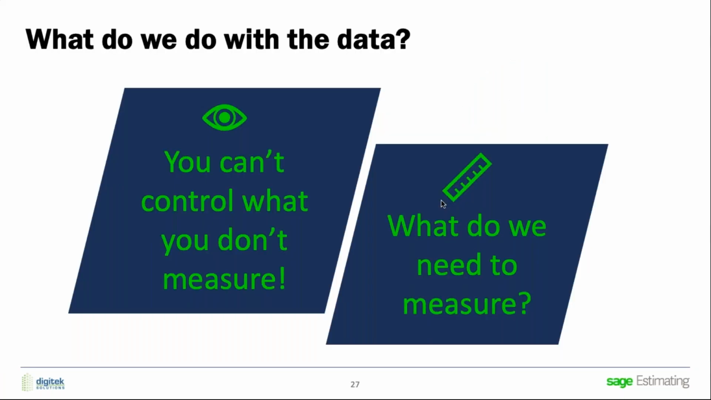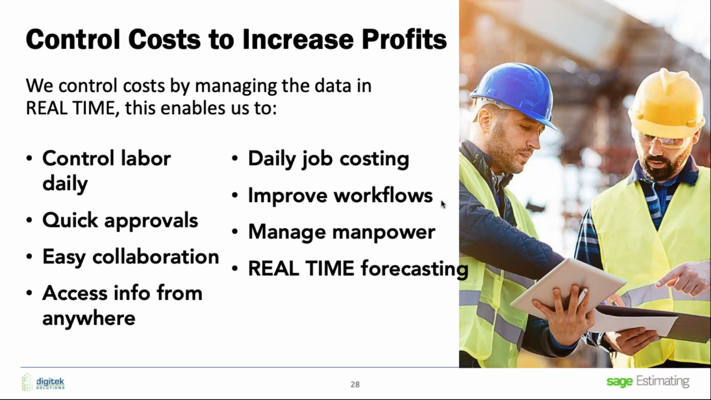You can't control what you don't measure, so we have to identify those things that we need to measure. We have to learn how to control our labor on a daily basis. Again, this goes back to proper project management software. We have to be able to get quick approvals, because that way we don't have slowdowns on the job. I showed you that statistic, the $177.5 billion that we lose. That's part of it, not all of it. Part of that's from slow approvals. What does a slow approval do? It slows the job down.